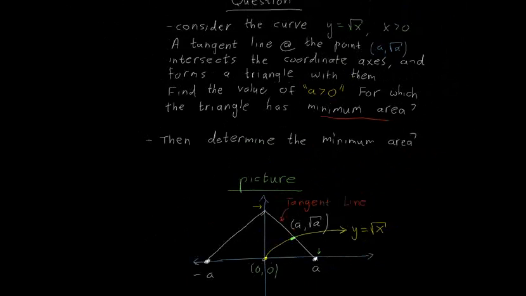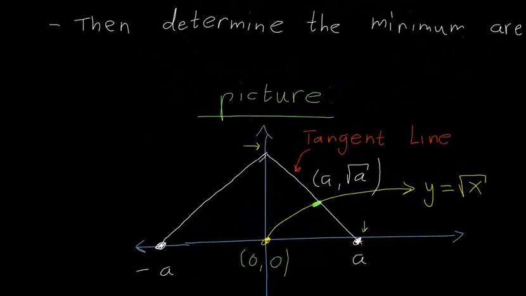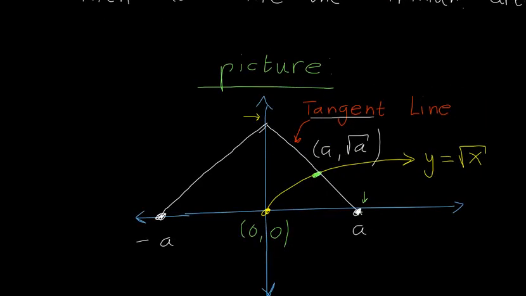So the specific problem is we want to find the tangent line that cuts off the smallest triangle from the axes. I've highlighted my tangent line in red here. Find the tangent line that cuts off the smallest triangle from the axes. And we're about to do that.